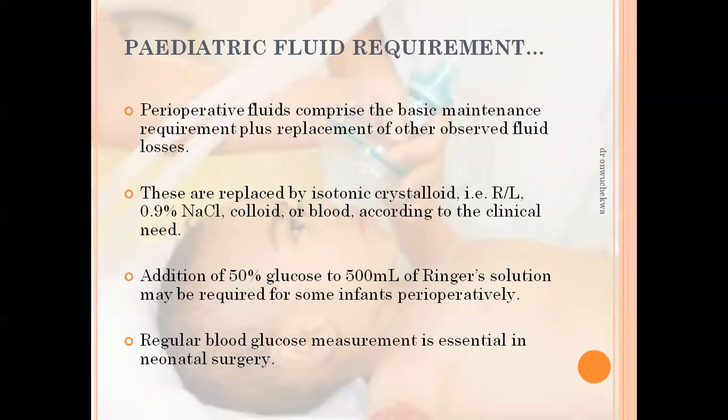Perioperative fluid comprises the basic maintenance requirement plus replacement of other observed fluid losses, which we also stated. The fluids here are isotonic crystalloids, for example Ringer's lactate and normal saline, or blood could also be used according to the clinical needs of the patient. In addition, 50% glucose added to 500 ml of Ringer's solution may be required in some infants perioperatively. Regular blood glucose measurement is essential in neonatal surgeries.